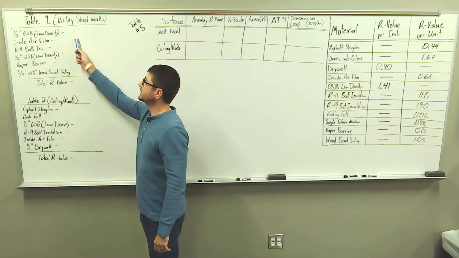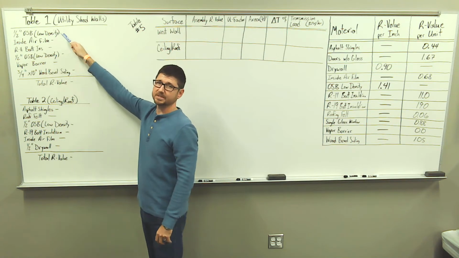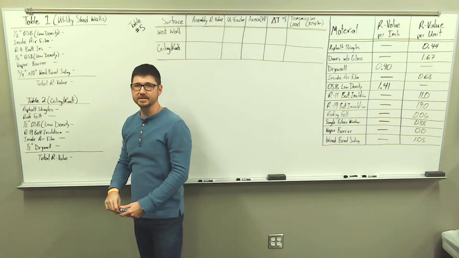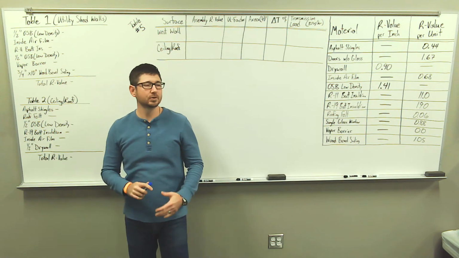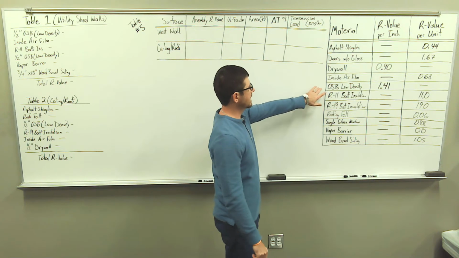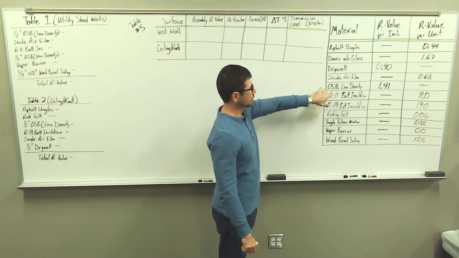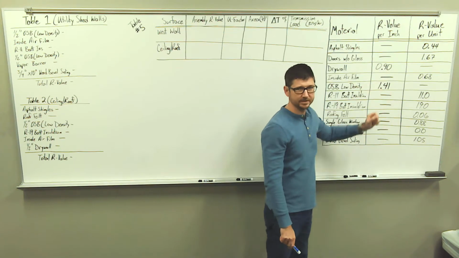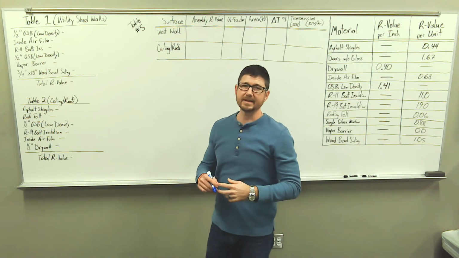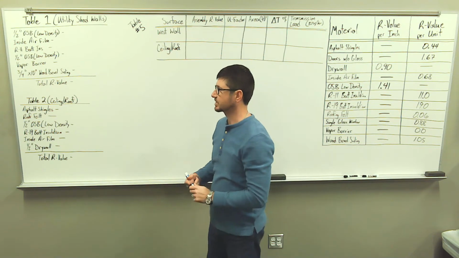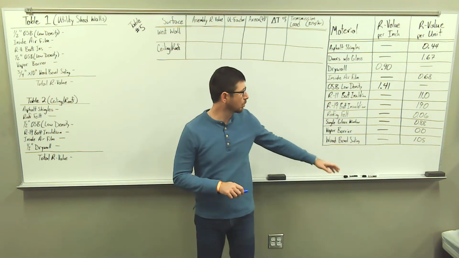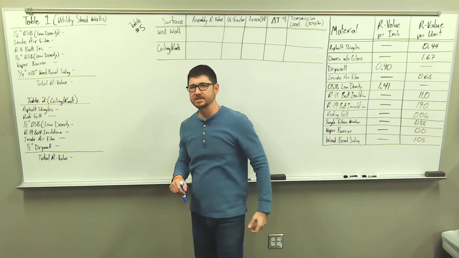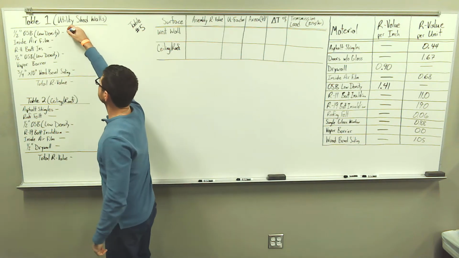We have 1/2 inch OSB. OSB, remember, stands for oriented strand board, and this specifically is the low density OSB. In your appendix you are given this value. I wrote it on the board here: OSB, low density. It says R value per inch, 1.41, but we only have 1/2 an inch, so we're going to multiply this by 1/2. 1.41 times 1/2 is 0.705.